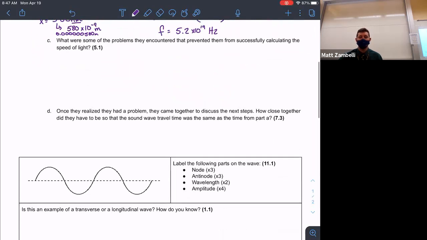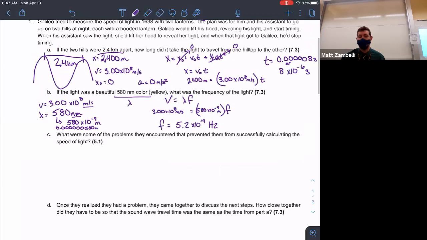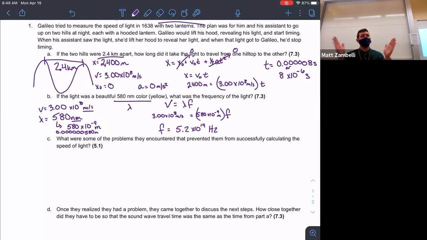All right, then it says for 1D that they realized they had a problem. They came together to discuss the next steps. How close together did they have to be so the sound wave time was the same as the time from part A? So this one is very similar to part A, is now we're trying to figure out the distance they have to be for that sound wave to travel with the same amount of time.